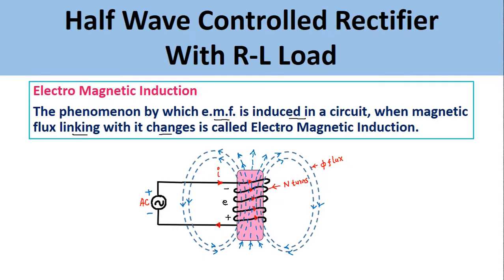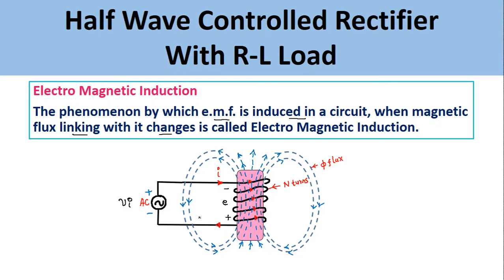Now to understand this electromagnetic induction, we will take the same figure. When AC supply of voltage V is connected with the coil of N turns, due to the flow of this alternating current through the coil, an alternating flux is set up in the coil. This alternating flux, when it links with the coil as shown in the figure, produces a self-induced EMF which is represented by small e in the diagram.